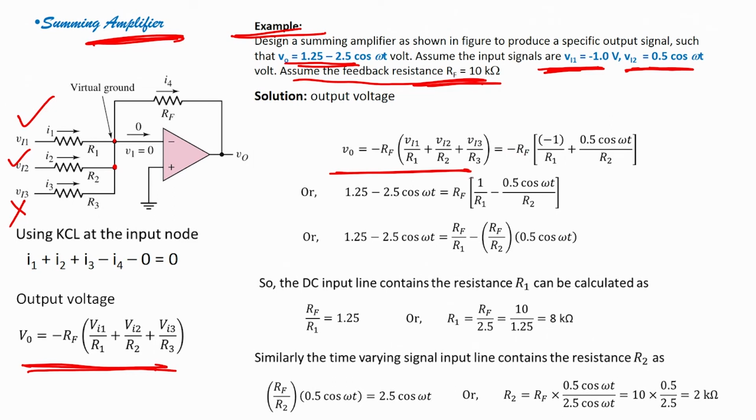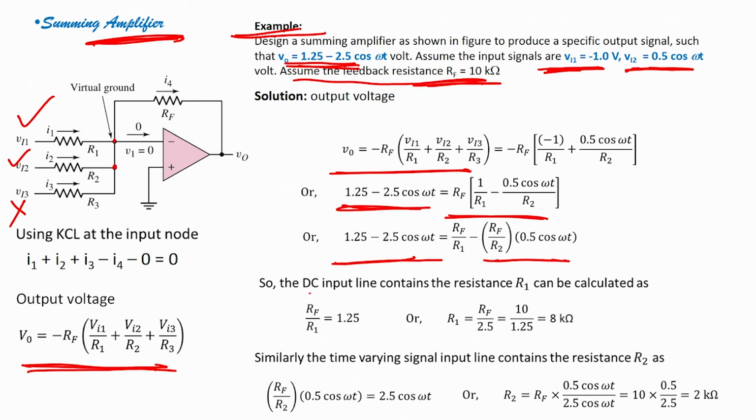So, minus RF remains as it is here. What is Vi1? Vi1 is minus 1 volt divided by R1, plus what is Vi2? Vi2 is 0.5 cos omega t by R2, right. Now, what is Vo? Vo is given as 1.25 minus 2.5 cos omega t, equals RF into this value. So, if I further solve it, what will I have? 1.25 minus 2.5 cos omega t equals RF by R1 minus RF by R2 into 0.5 cos omega t, right.